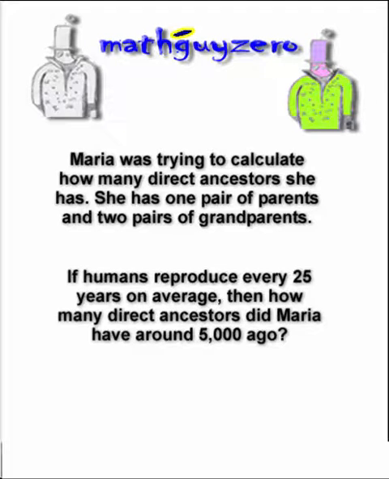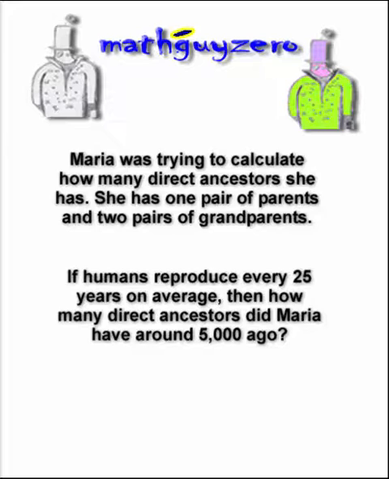Looks like we have a genealogy problem here. Maria is trying to calculate how many direct ancestors she has. She has a pair of parents, and she has two pairs of grandparents. So they tell us that humans reproduce every 25 years on average. And then how many direct ancestors did Maria have around 5,000 years ago?